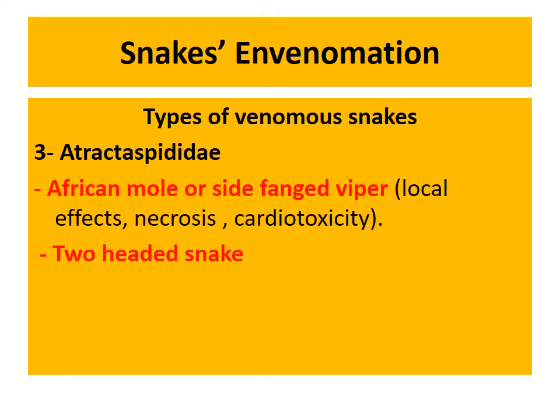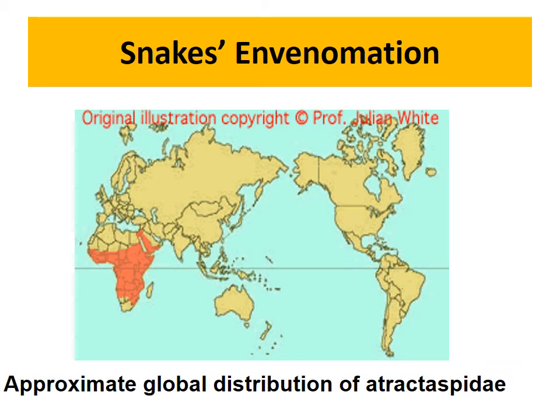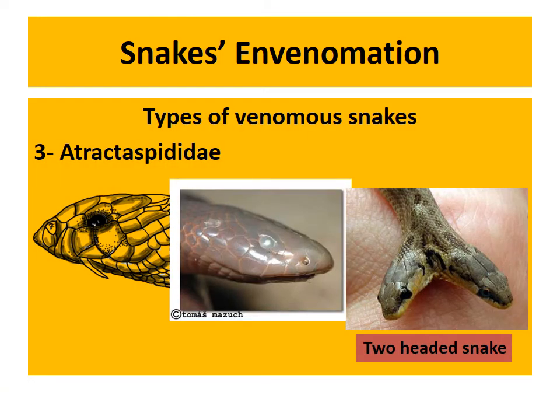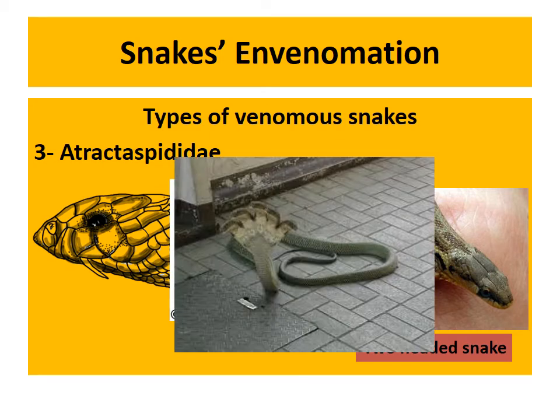The third family is the Atractaspididae family, which produces mainly a cardiotoxic effect, as we see. Regarding the geographical distribution of the Atractaspididae family, it's endemic in Egypt, but as we see, it's not endemic in Malaysia. The head in this family is commonly elongated with the fang at the front of the upper jaw. It could be a double-headed snake or even a 5-headed snake.